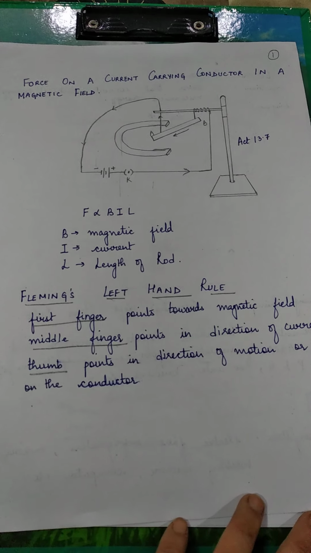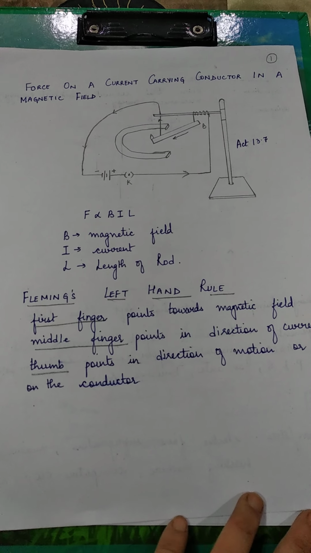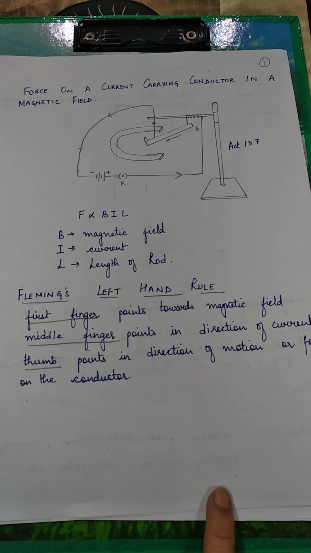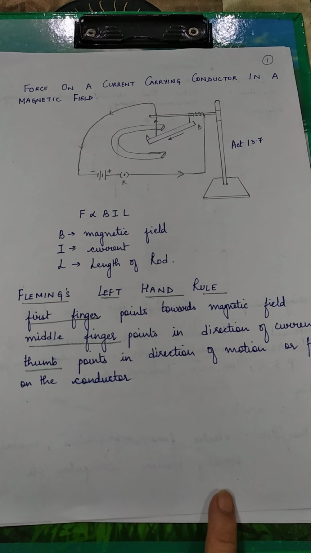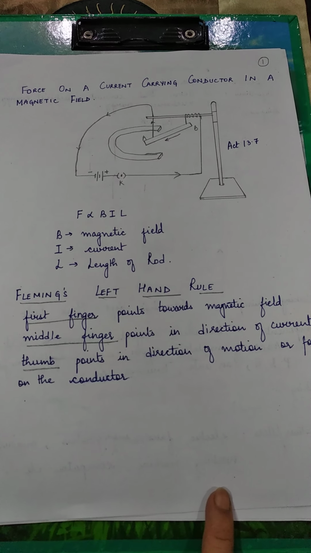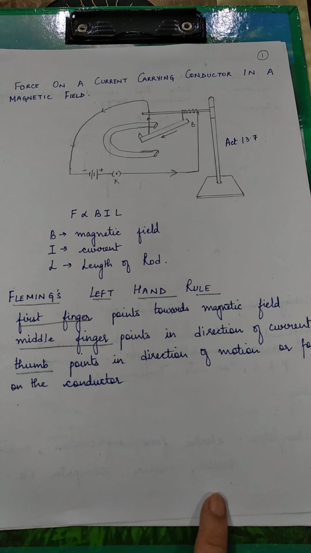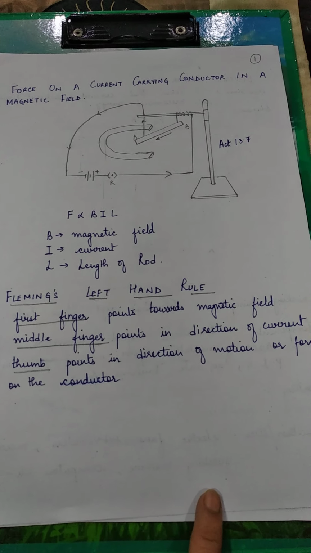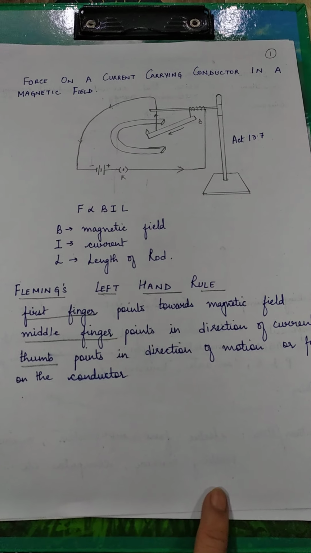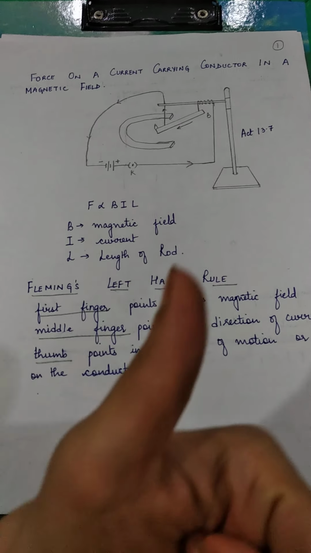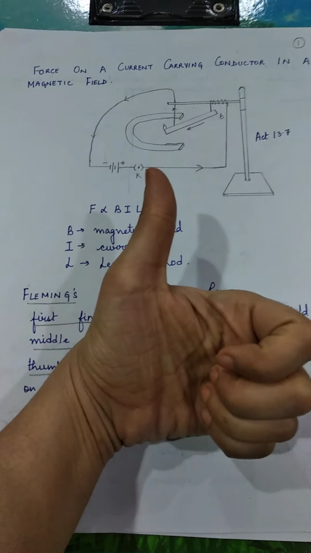If we stretch our right hand, the thumb points in the direction of current and the direction in which our other fingers fold gives us the direction of the magnetic field. In case of Fleming's left hand rule, we are going to take our left hand over here.